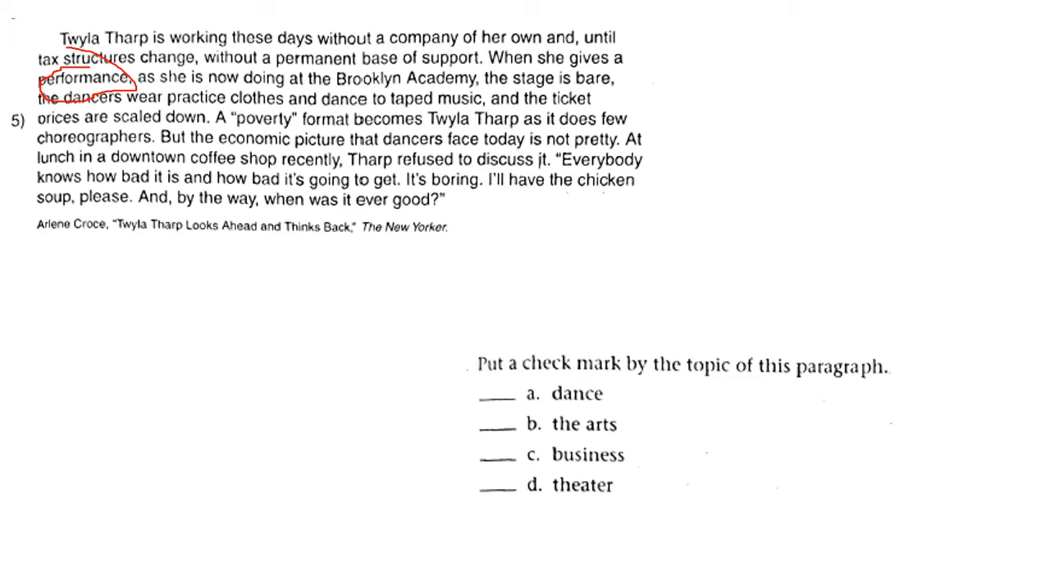She is now doing at the Brooklyn Academy. The stage is bare, the dancers wear practice clothes and dance to taped music, and the ticket prices are scaled down. This is a poverty format, because Twyla Tharp, as do few choreographers. Choreographers are people that plan the dance moves. But the economic picture that dancers face today, we have that word dancers, is not pretty.